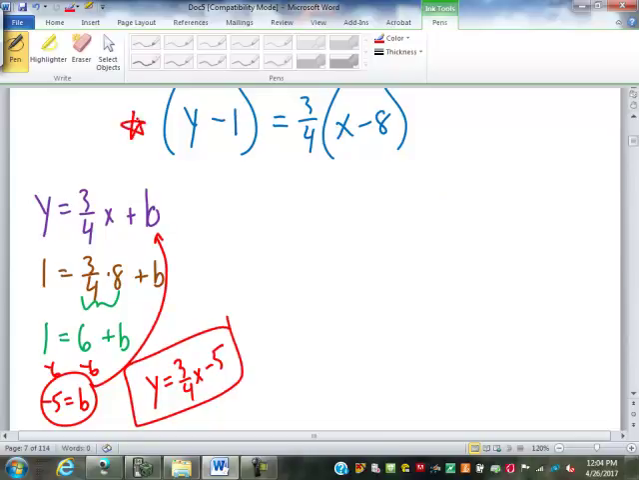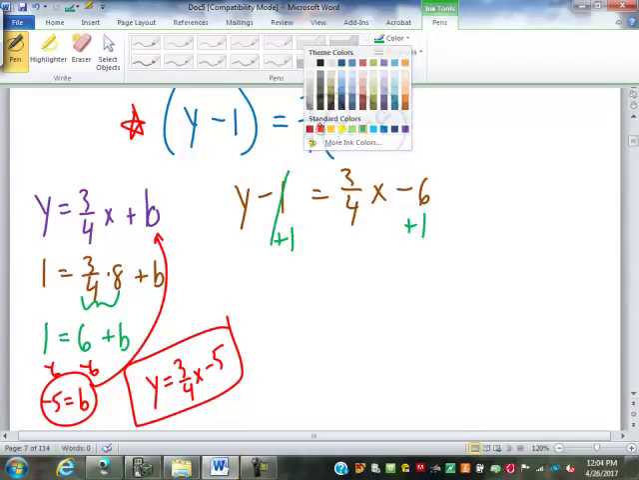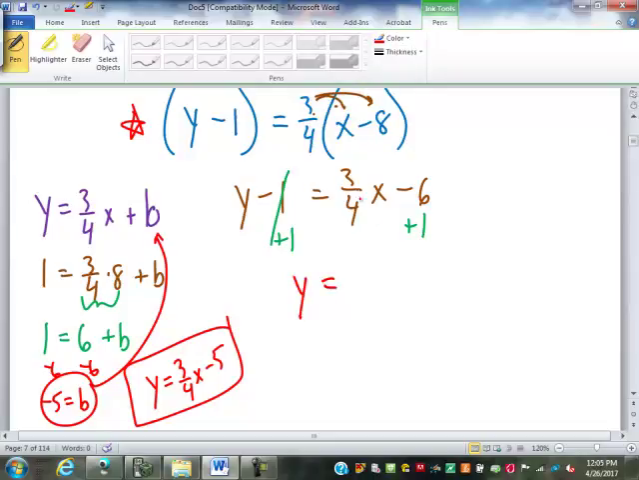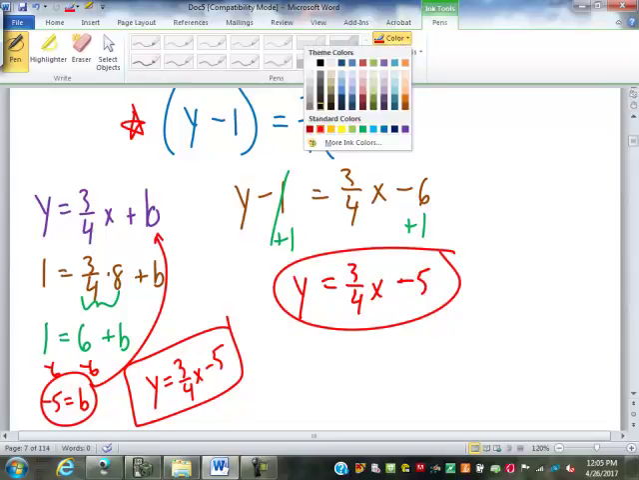Well, this one up here that we got, the point slope form, is equivalent to that. I've got y minus 1. I don't need those parentheses. 3/4, if I distribute here, 3/4 times x is 3/4 x. 3/4 times -8 is a -6. All I have to do to move this around is add 1 to get rid of that -1. And I get that y is by itself over here at 3/4 x. -6 plus 1 is a -5. So you can see they are the same equation, just in different forms.